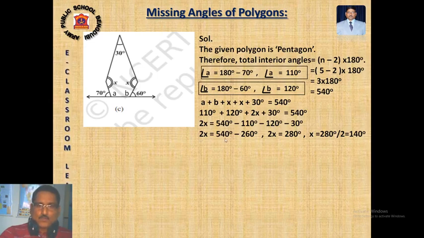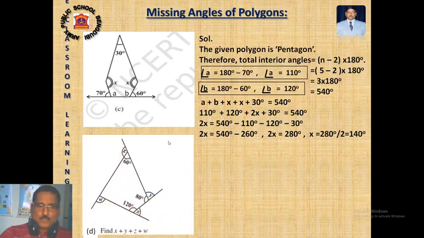So 2x will be 540 minus 260, which equals 280, or 2x equals 280, x equals 280 by 2, 140 degrees. So here each x refers to a 140 degree angle. Clear? Now another angle.